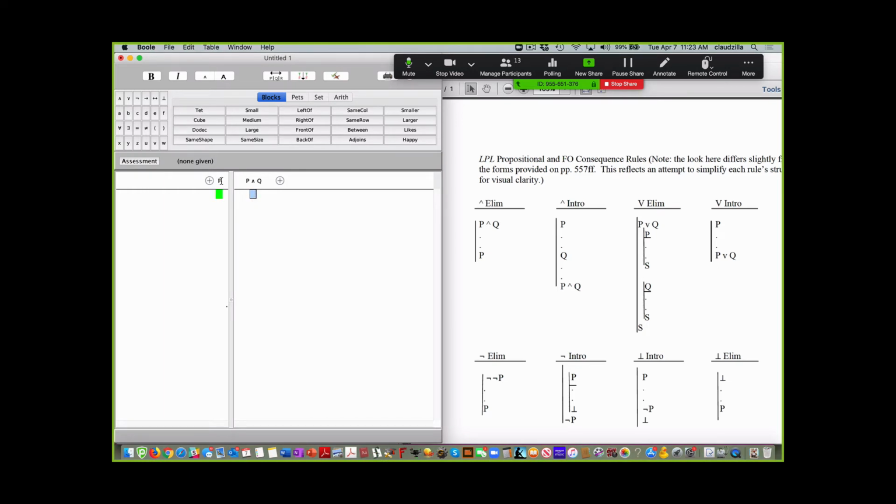So if I go ahead and come here, and I have our reference columns, right? I know that the conjunction is true in one case only, right? So on the assumption that I have this first case, it must be the case that P is true, right? It must be the case that Q is true.